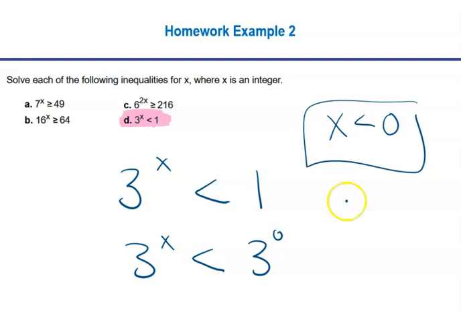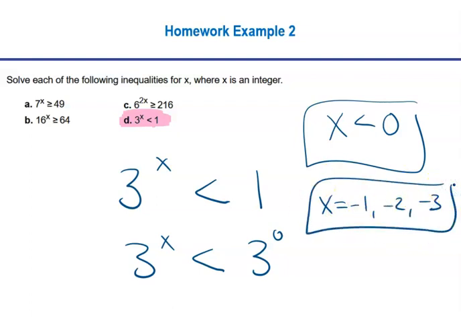We got it. Now, it would be x is equal to -1, -2, -3. So maybe it just wants what they can be. So an integer less than 0 would be -1, -2, -3, -4.